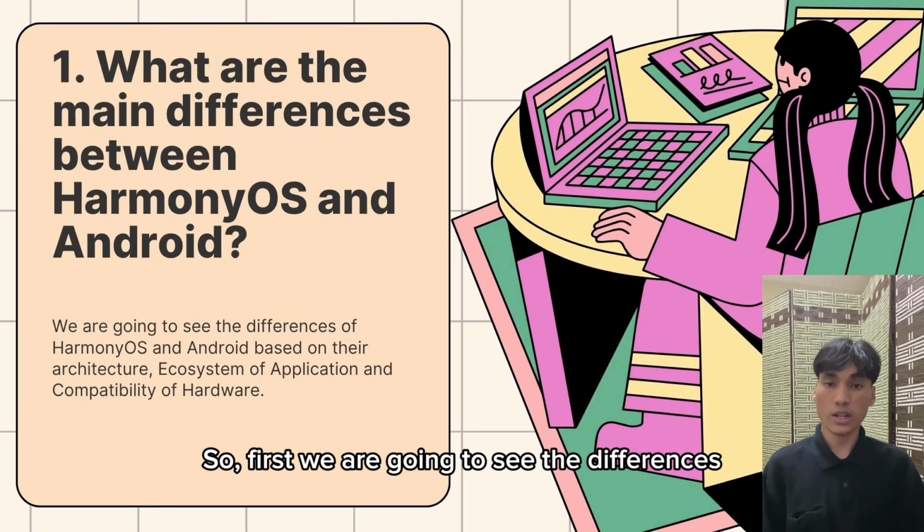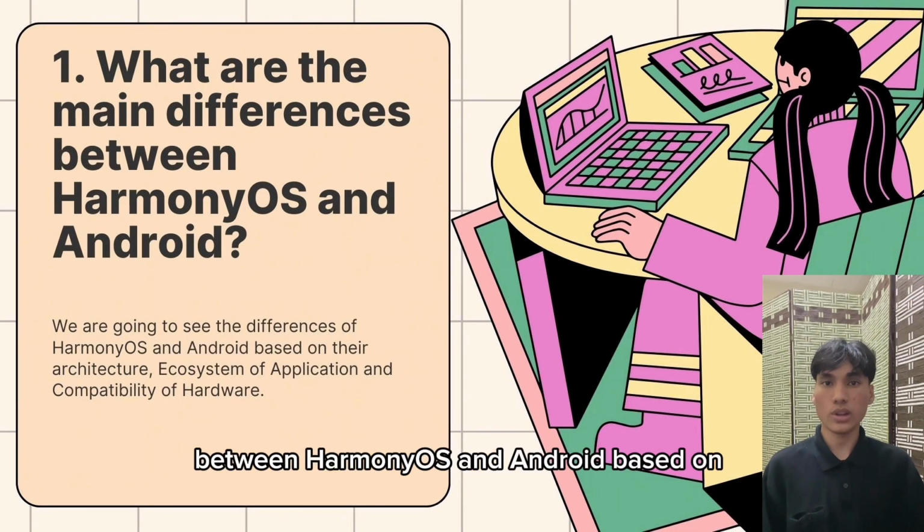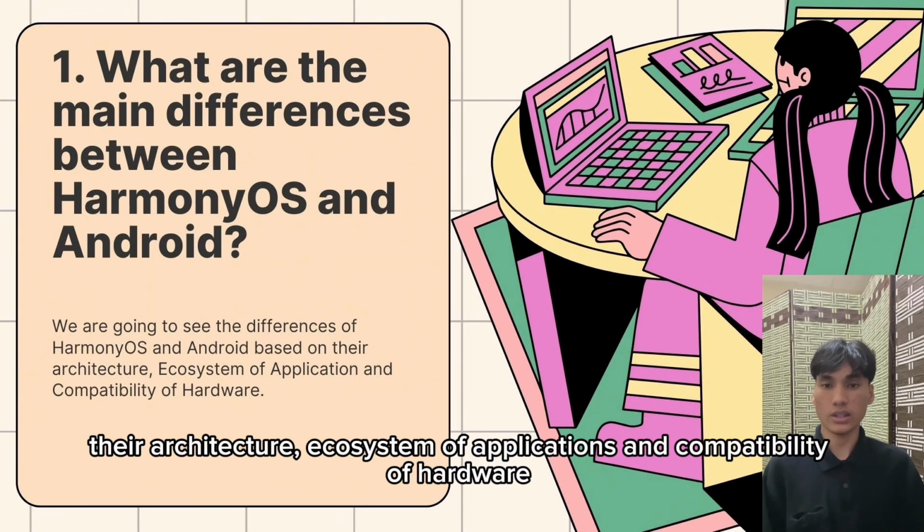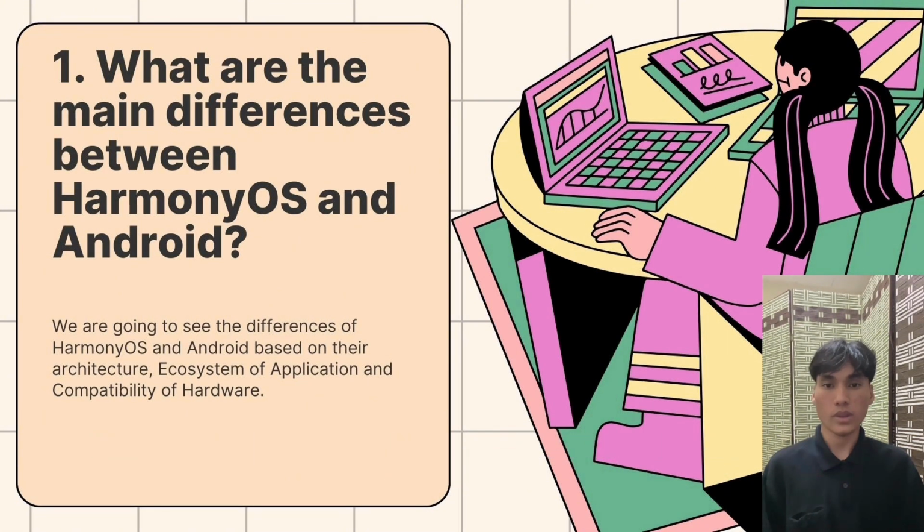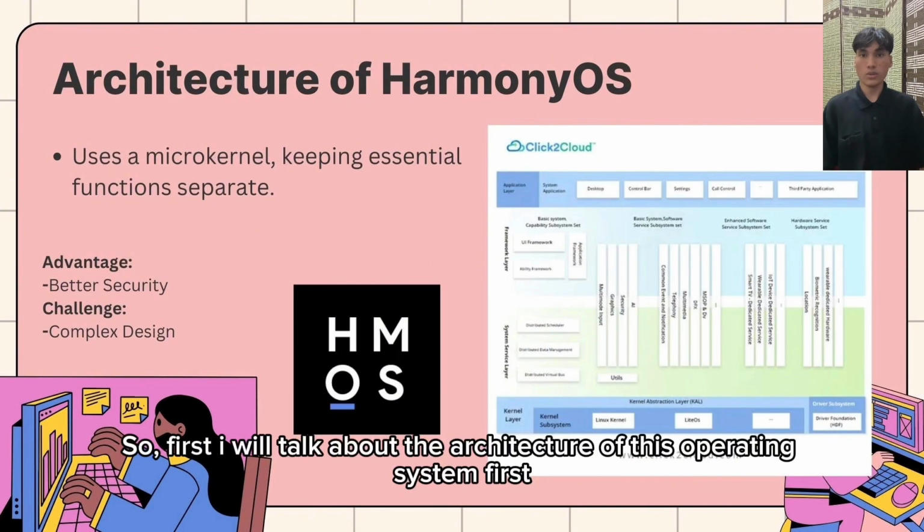So first we are going to see the differences between HarmonyOS and Android based on their architecture, ecosystem of applications and compatibility of hardware. So first I will talk about the architecture of these operating systems.